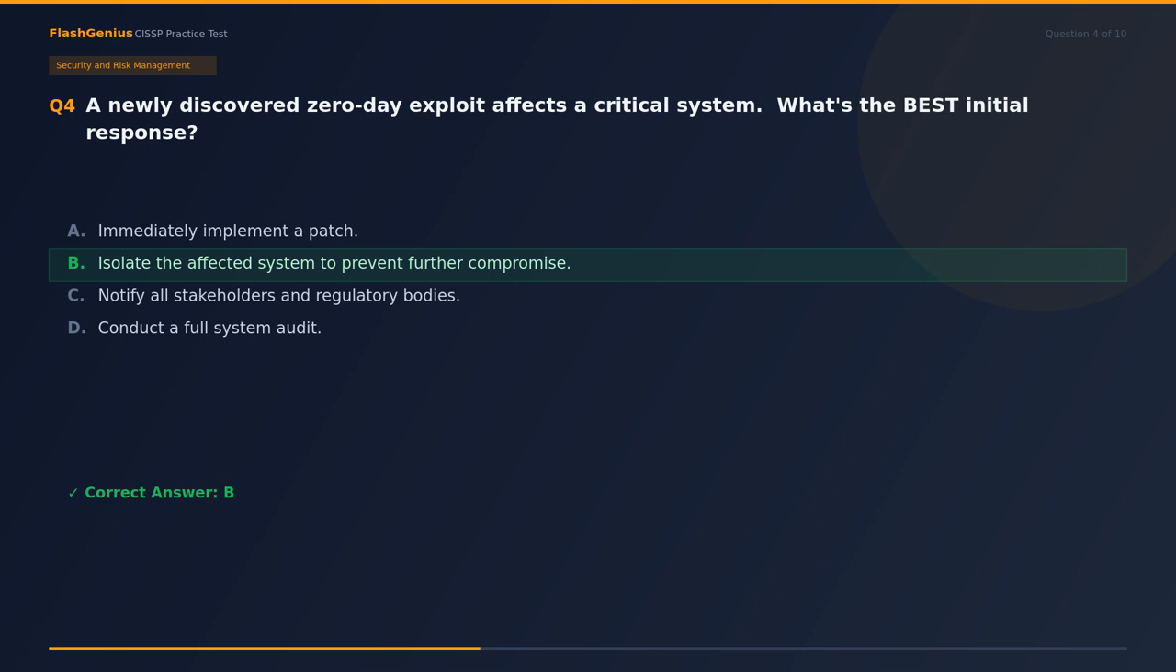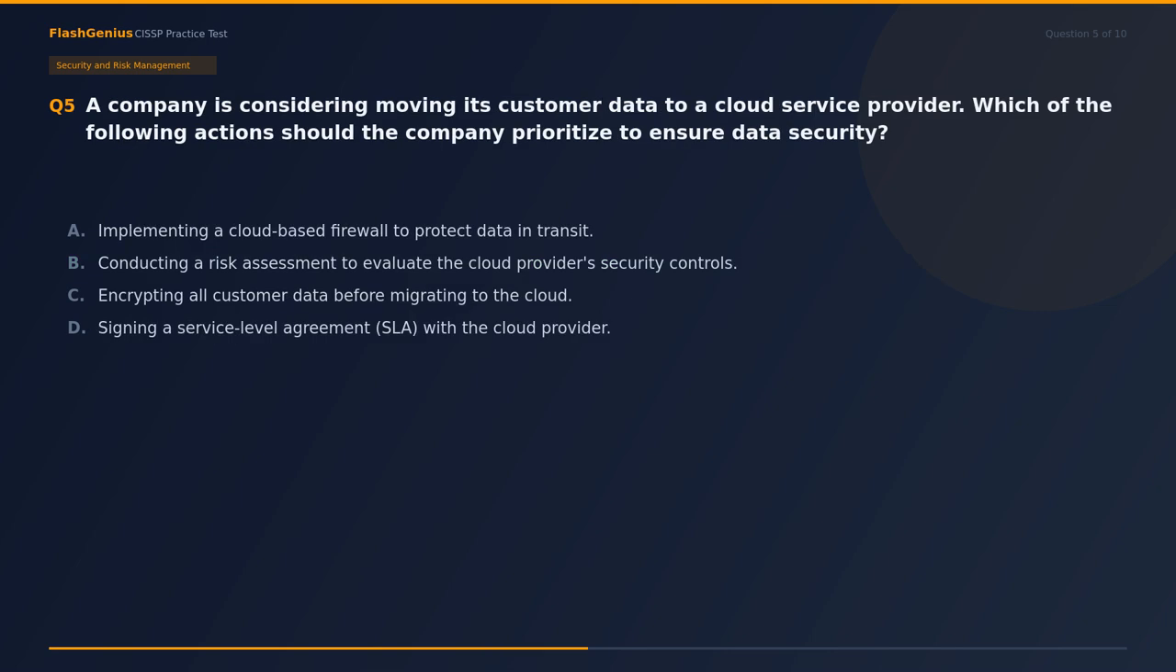Here's why. Containment is the primary concern with a zero-day. Patching might not be immediately possible. Notification and audit are subsequent actions. Question 5. A company is considering moving its customer data to a cloud service provider. Which of the following actions should the company prioritize to ensure data security?